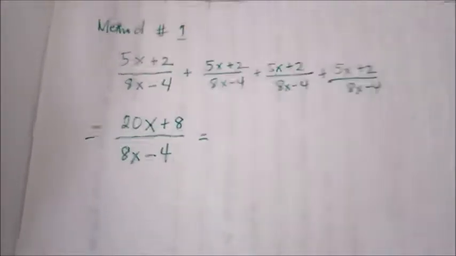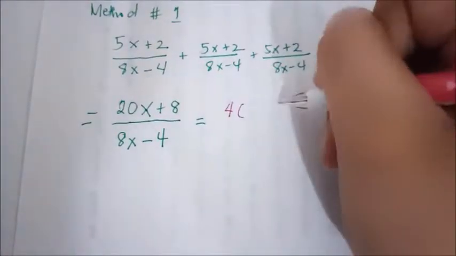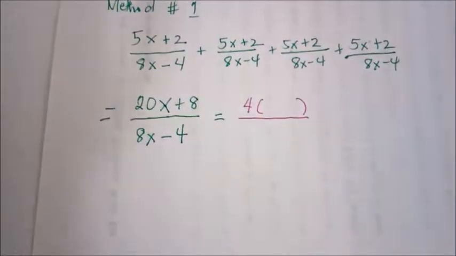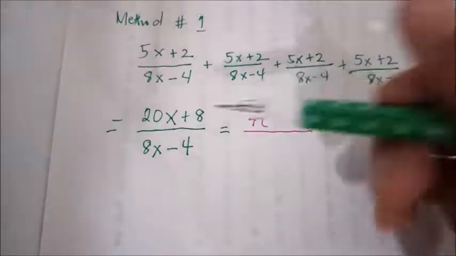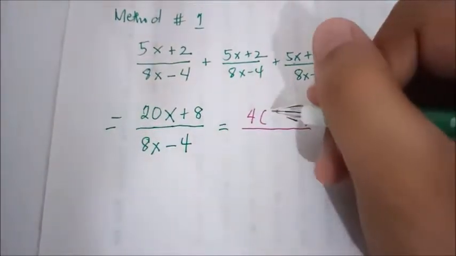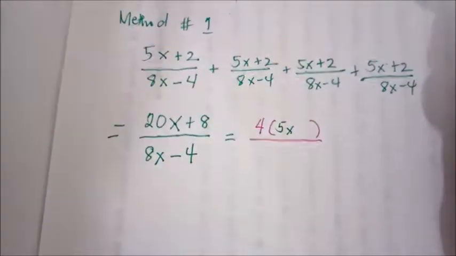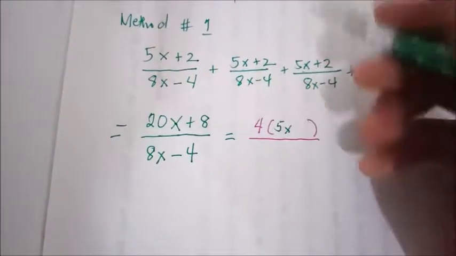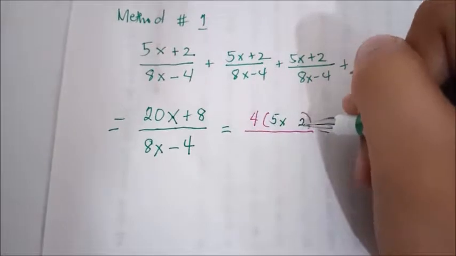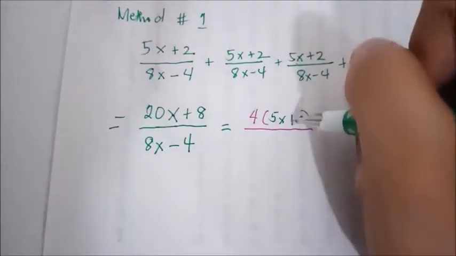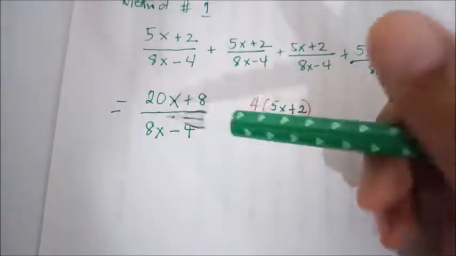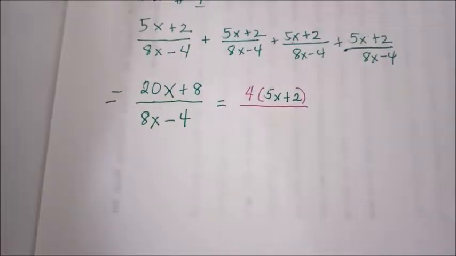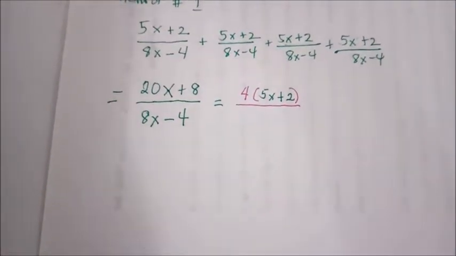If we factor out 4, the numerator will become, syempre, 20 divided by 4 is 5. 8 divided by 4 is 2. Dahil positive yun, positive pa rin. How about 8x and 4? Try natin. Baka naman na may common factor sila.